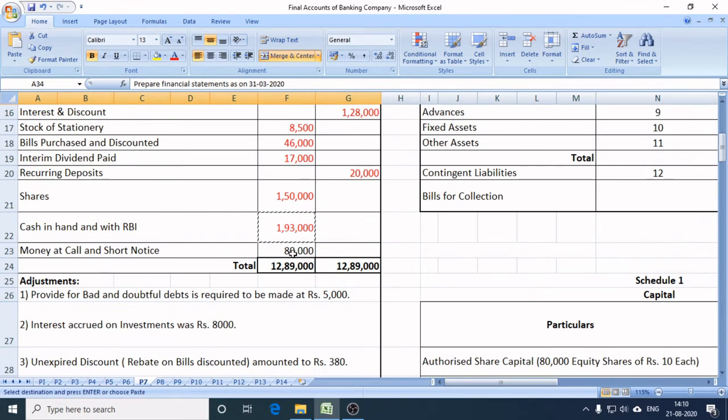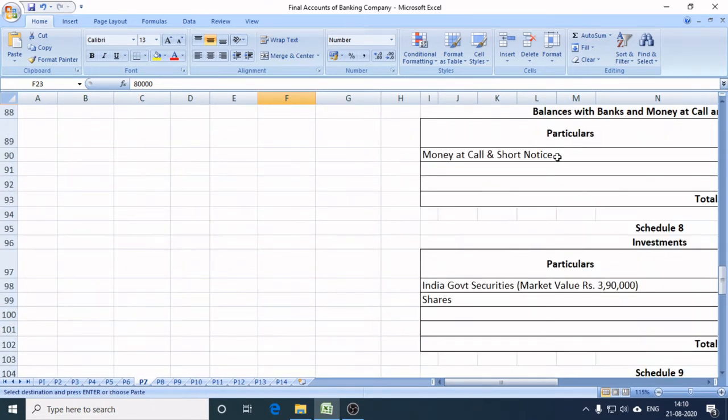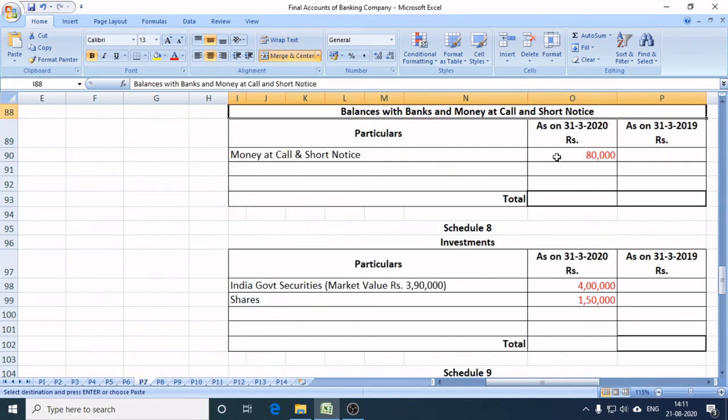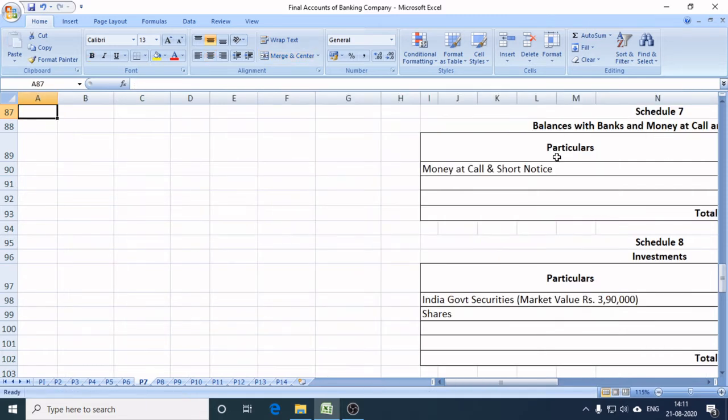Okay, next is money at call and short notice. Now it is also the bank's asset, and it is recorded under schedule number 7, balances with banks and money at call and short notice. Here, schedule number 7.